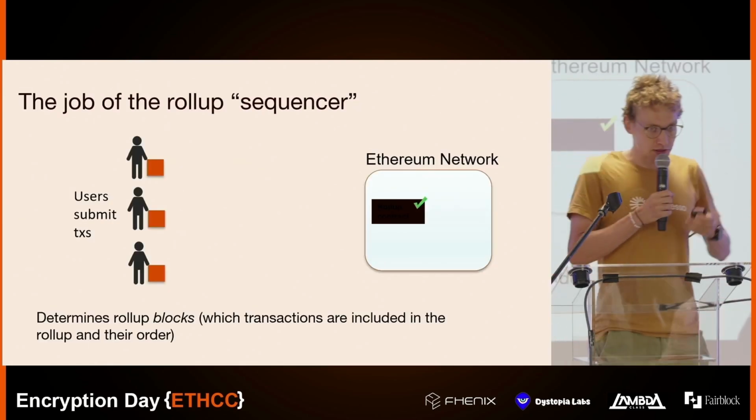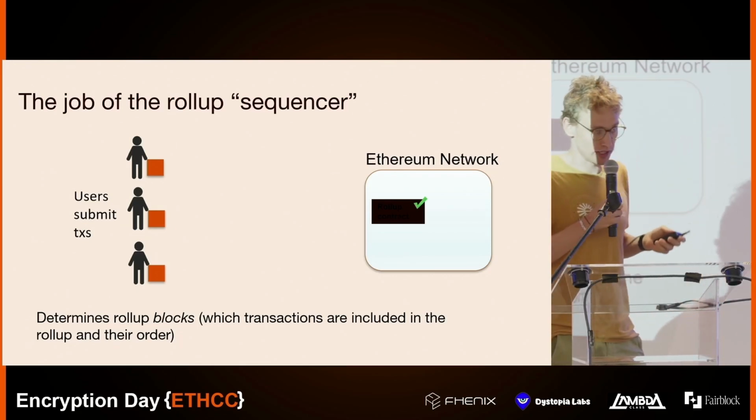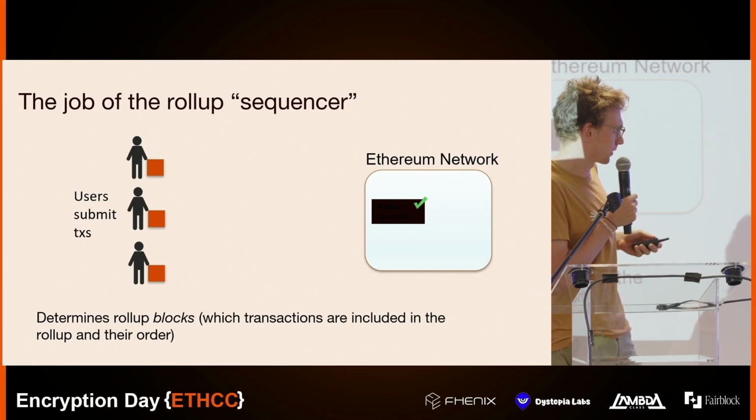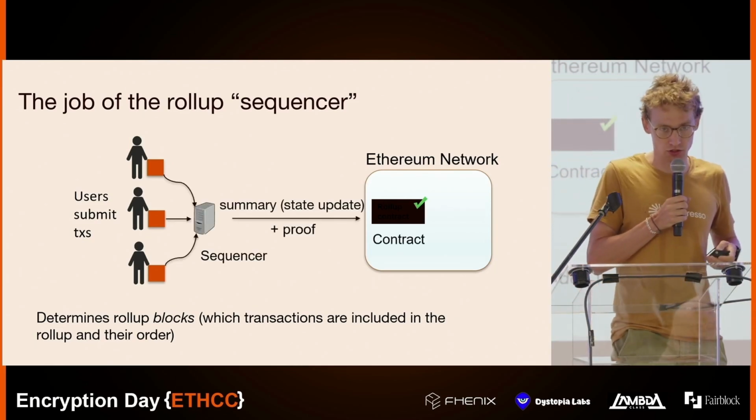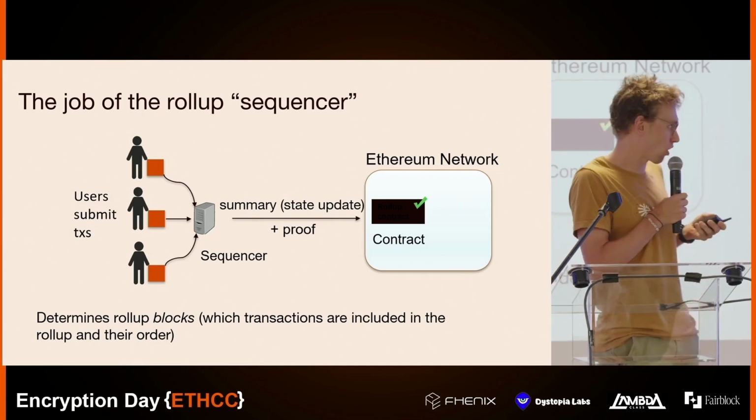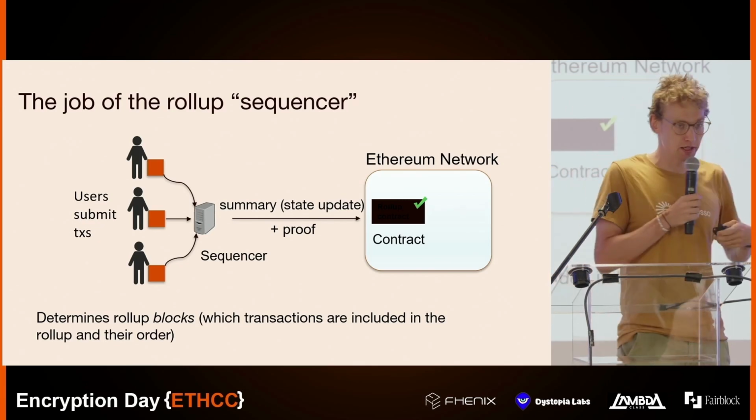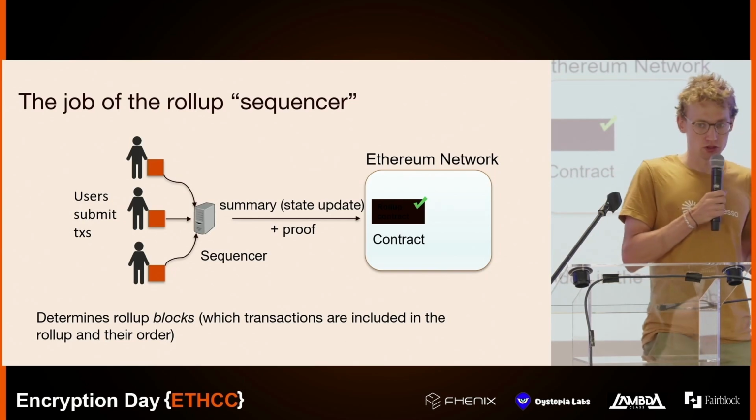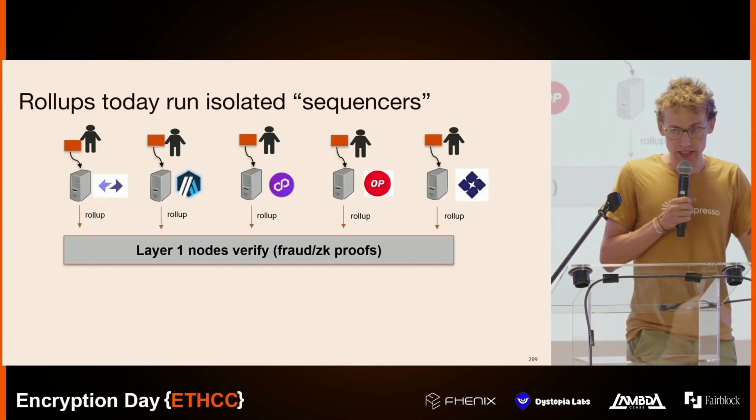So to unveil the problem, how rollups address this problem today and how we can hopefully address it in the future, we have to dive a little bit deeper, and in particular we have to look at this node called the sequencer. This is the node that basically collects and orders the transactions. That's essentially all it does. It determines the rollup blocks, and then it posts a summary of these transactions along with a proof to the L1.